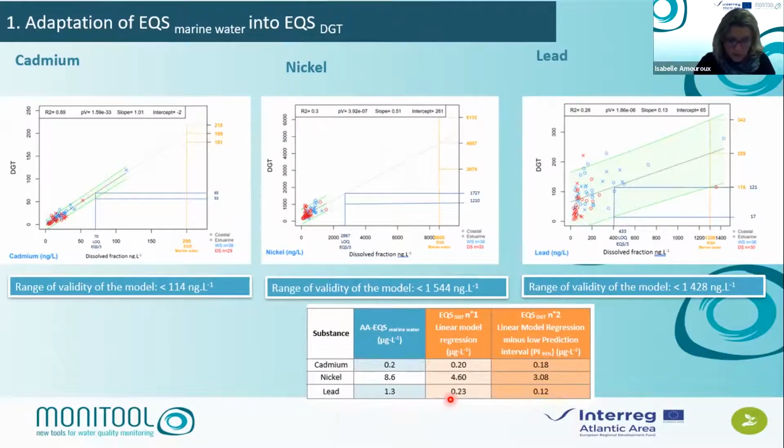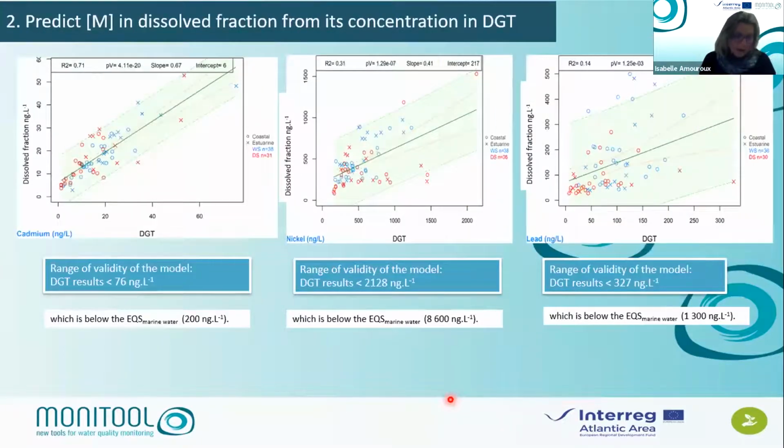So this was the first option to adapt existing EQS marine water into EQS DGT. In the second option, the inverse relationship is considered, and it is possible for each metal to predict the concentration in dissolved fraction from DGT results in the range of validity of the model. You can see on this graph the linear model, its prediction interval, and the range of validity of the model. This range is below the EQS marine water value.